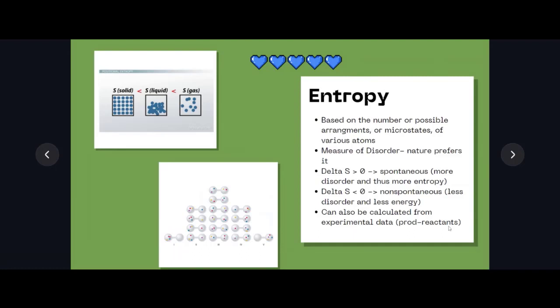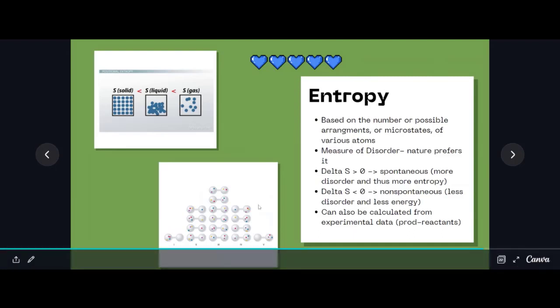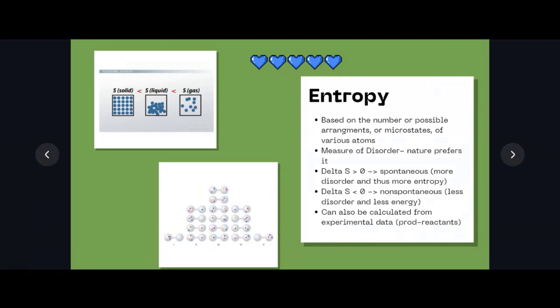You can also calculate this from experimental data: products minus reactants, like the delta H's. Here is a definition using microstates. Notice how there are a lot of possibilities in here compared to the other ones. So we can say that these have more entropy than those because there exist more microstates or arrangements. For the states of matter, gases usually have the most entropy, then liquids, because gases are free to move around. Liquids are somewhat constrained, but not too much. And solids are very contained, so there is less disorder because they are very orderly.